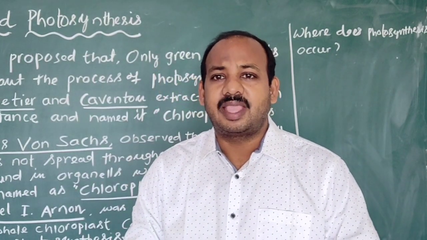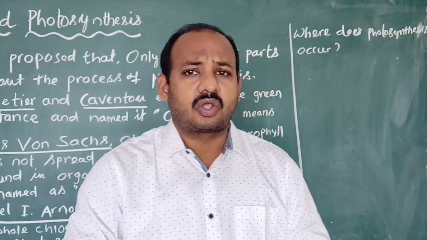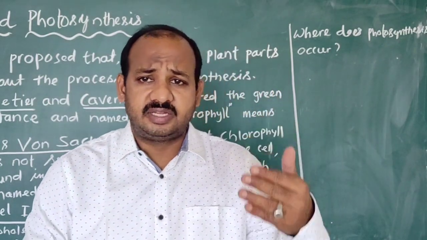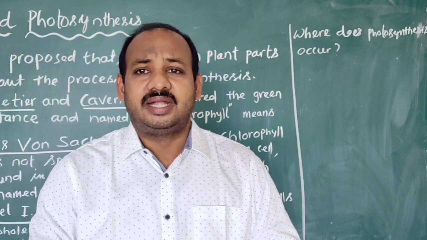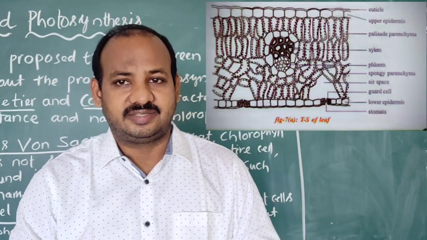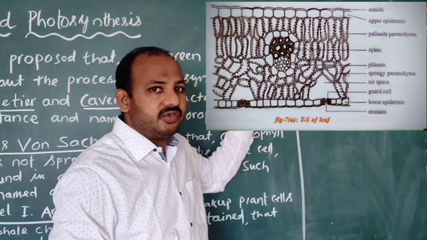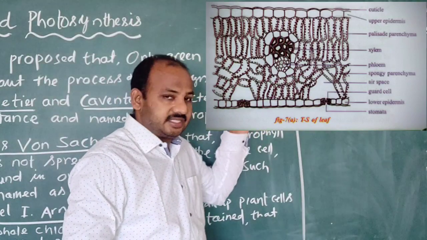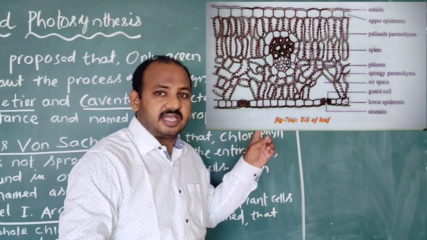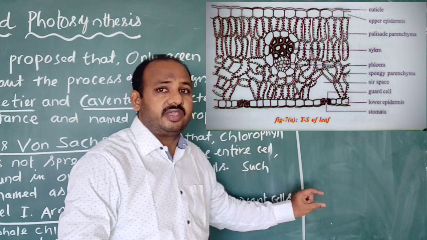Okay, children? Now let us see the structure of the transverse section of a leaf and how it helps in photosynthetic activities. Here, children, you can see this picture. This is the transverse section of a leaf.